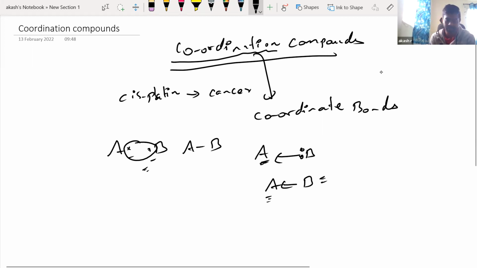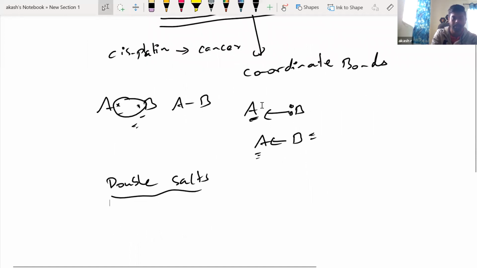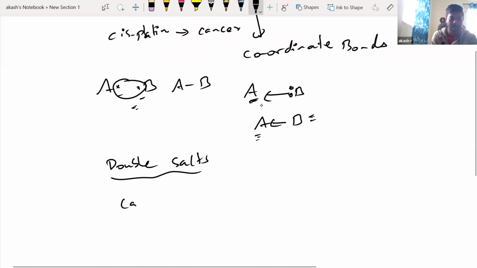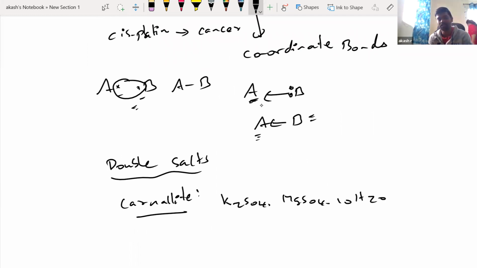people thought differently in the earlier stages, whenever these were introduced in the 1700s and 1800s. There were confusions between double salts and coordination compounds. What are examples of double salts? Say, for example, there is a salt called carnallite. Carnallite was basically K2SO4.MgSO4.10H2O, something like this. So this is what is called carnallite.